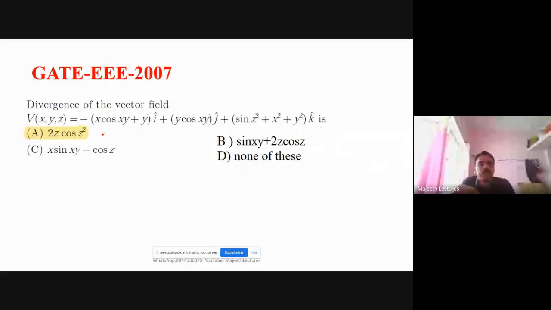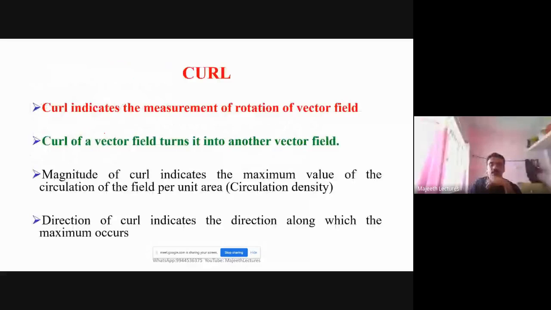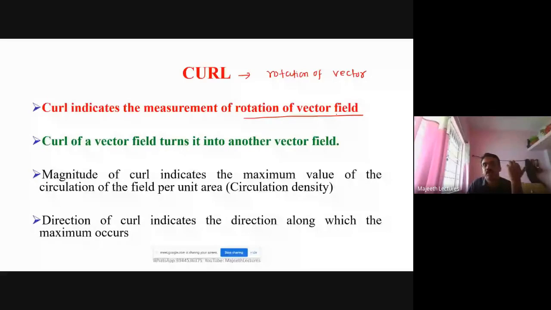Okay. So the next thing we have to remember is curl, right? Curl means, we know, curly hair. Curl means what? It is rotating. So curl indicates rotation of a vector, right? Divergence means spreading of a vector. Curl of a vector indicates the rotation of the vector field. So we know curl turns a vector into another vector. We know del operates on the vector and it will result in another vector.